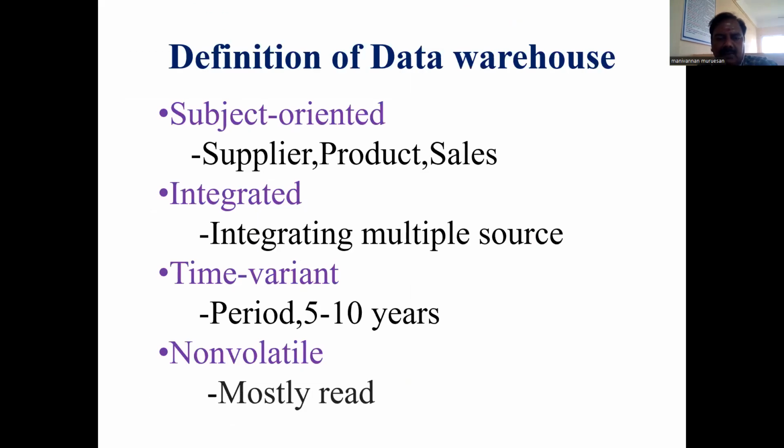Okay. Now, what is the definition of a data warehouse? A data warehouse is subject-oriented, integrated, time-variant, and non-volatile. What is subject-oriented? Who is the customer, supplier or product? Which domain are we building the warehouse for: supplier, production, sales, distribution. That is subject-oriented.